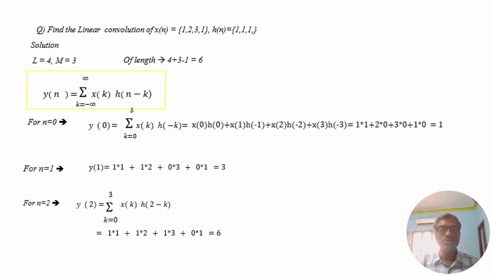Now we have to substitute the values of k from 0 to 3 and expand the summation. After expanding the summation, we need to substitute the various values for small n. Initially put n equal to 0, then you compute y of 0. The resultant value of y of 0 is 1. Similarly, the n value can be varied from 1, 2, 3, 4 till 5. When you put n equal to 1, the resultant output y of 1 equals 3. Similarly, when you put n equal to 2, y of 2 equals 6.